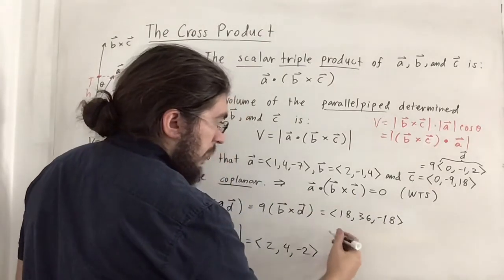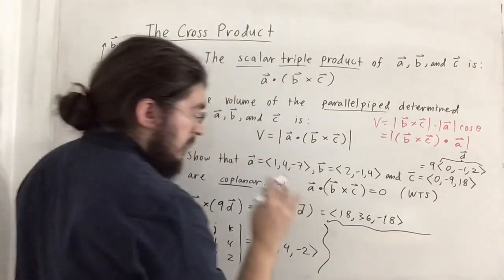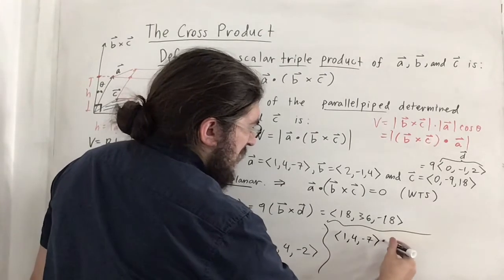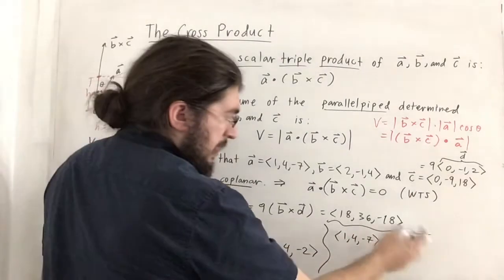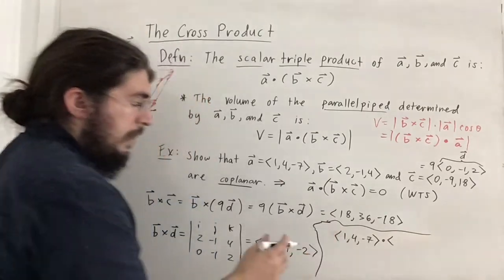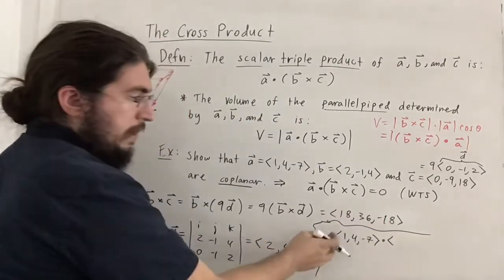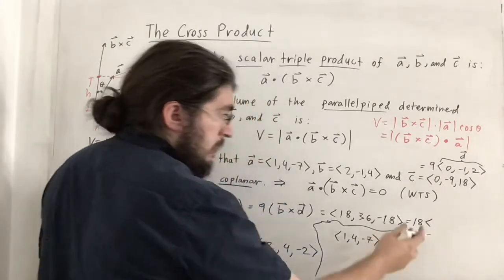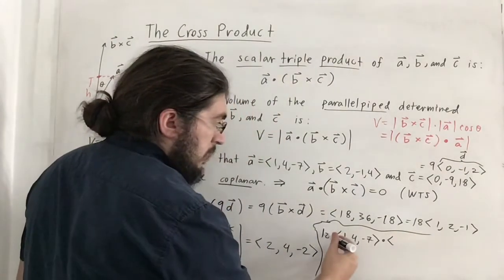So now, separately, let me separate this with a border a little bit. Now we want to take a look at A, which is 1, 4, negative 7, dotted with this vector. And in fact, we can pull the 18 out, because that's just a property of dot products. If you have the dot product of a vector and a scalar times a vector, you can scale the scalar out in front of the dot product. So if we pull 18 out of this, we get 18 times the vector 1, 2, negative 1, just to make things a little simpler.